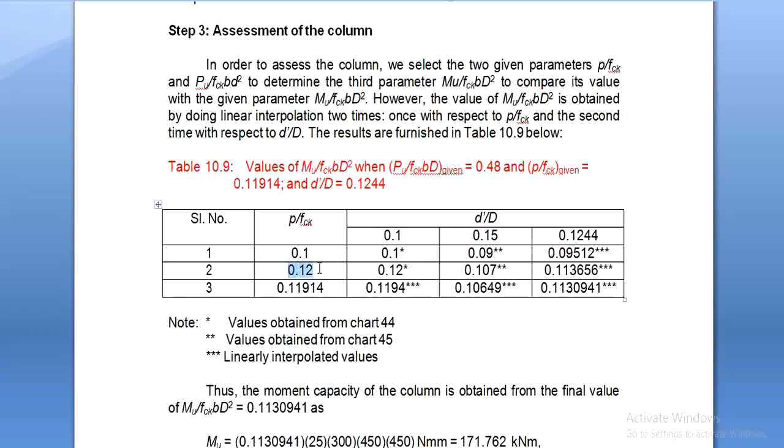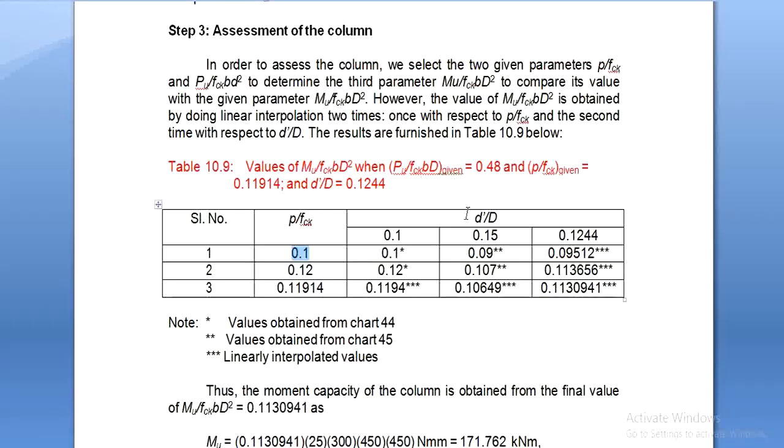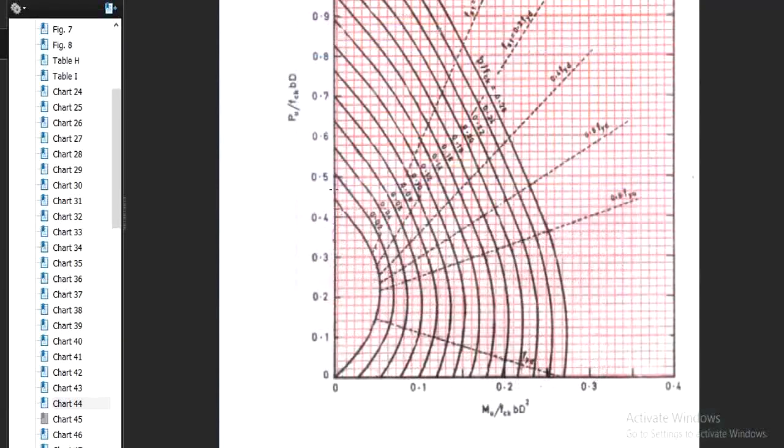So for the value of P divided by fck as 0.1, because the 0.1 curve I have considered over here, this curve I have considered, and d dash by d value as 0.15, I have obtained the value as 0.09 for Pu by fck bD value as 0.48. So you can see over here. I will just repeat, from 0.48 I have come till the curve 0.1. Then I have come down.